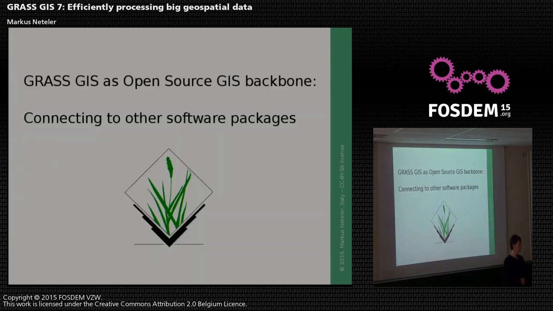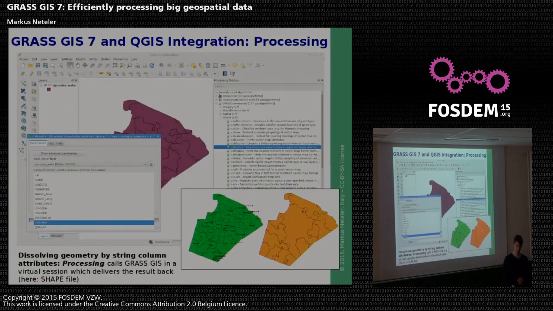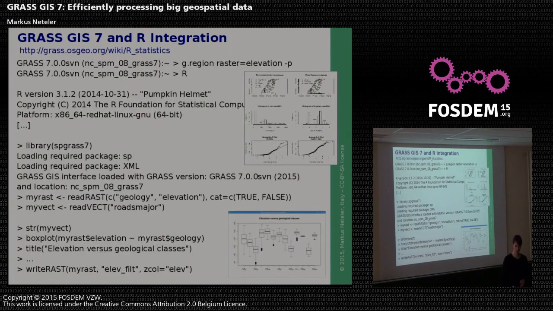Okay, connecting to other software, which is quite of interest. Also, GRASS has been added to the processing toolbox. I don't want to go into detail. Many of you will know that. We have updated the toolbox to GRASS 7. So I think in the next release, there will be a GRASS 7 entry as well, so that you can go for that.